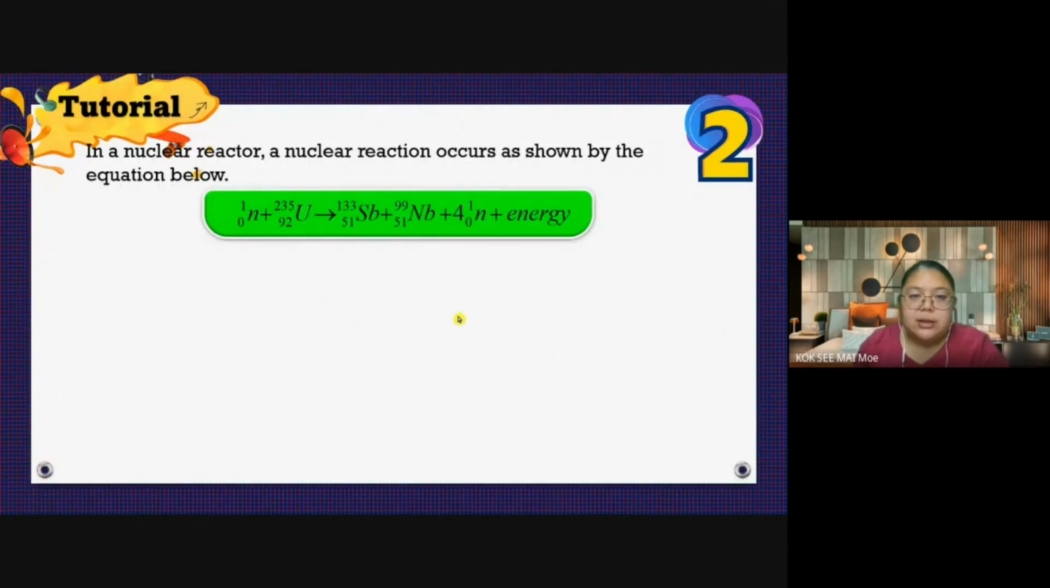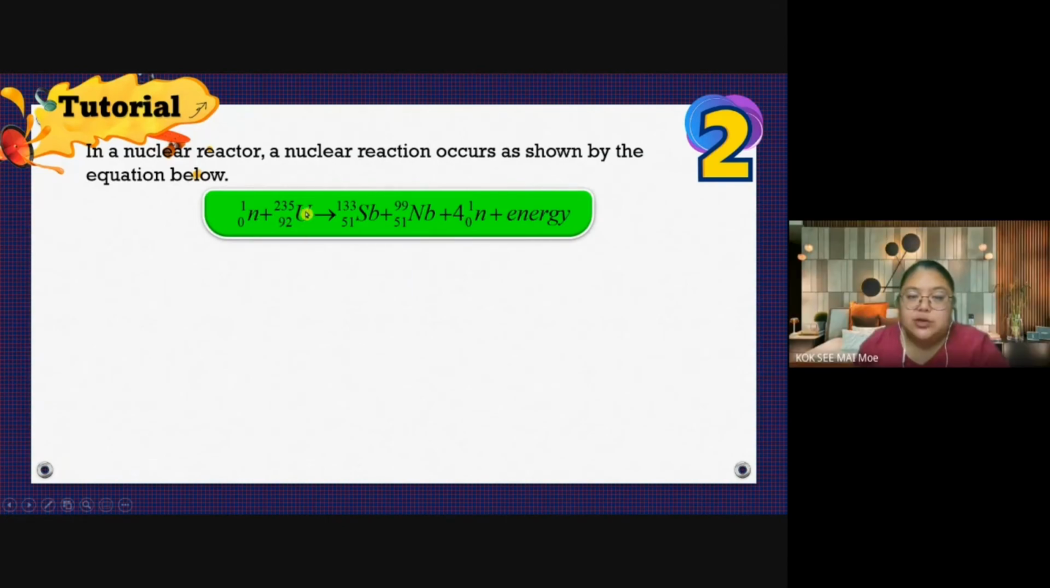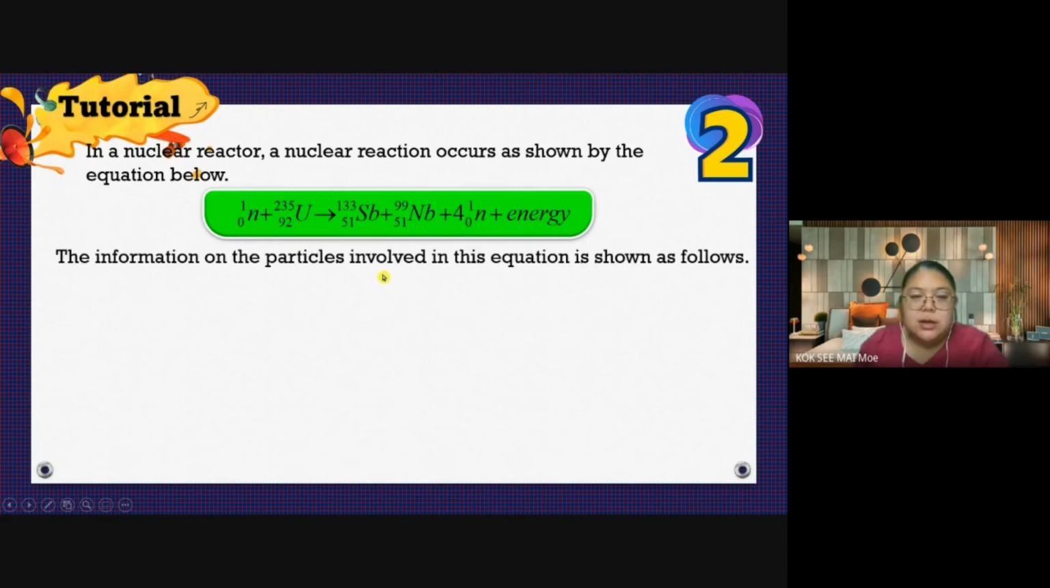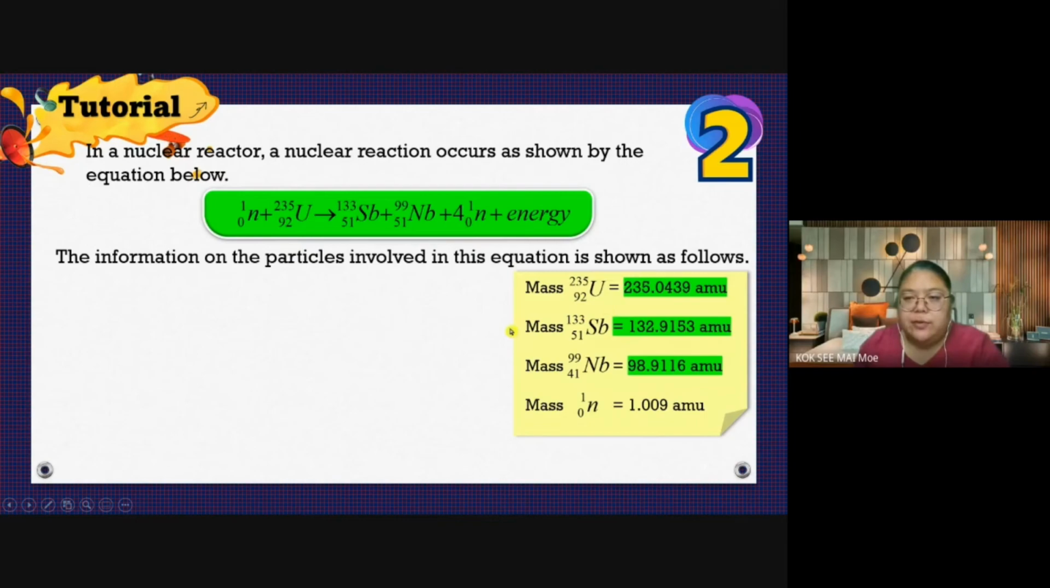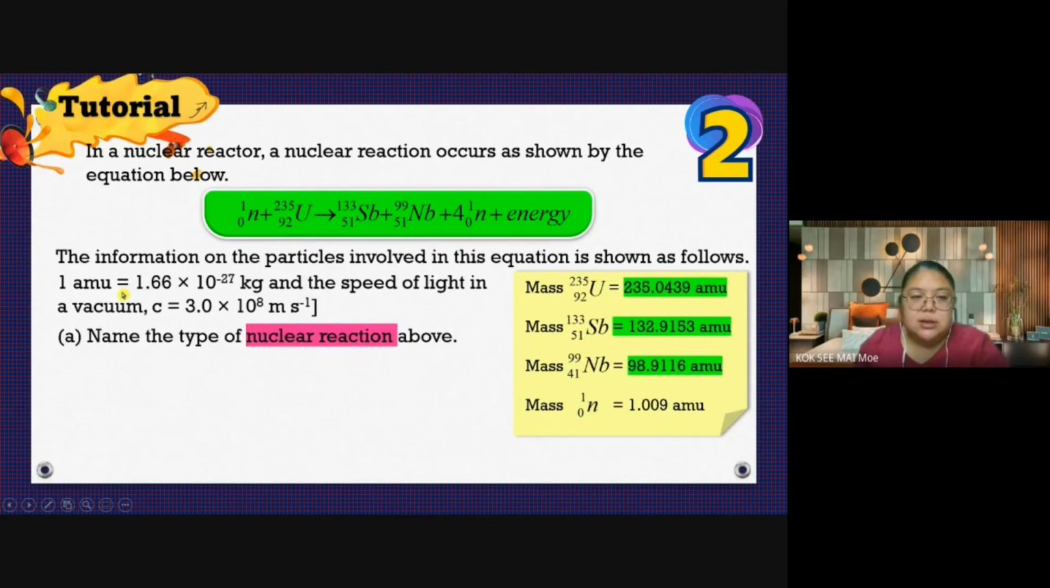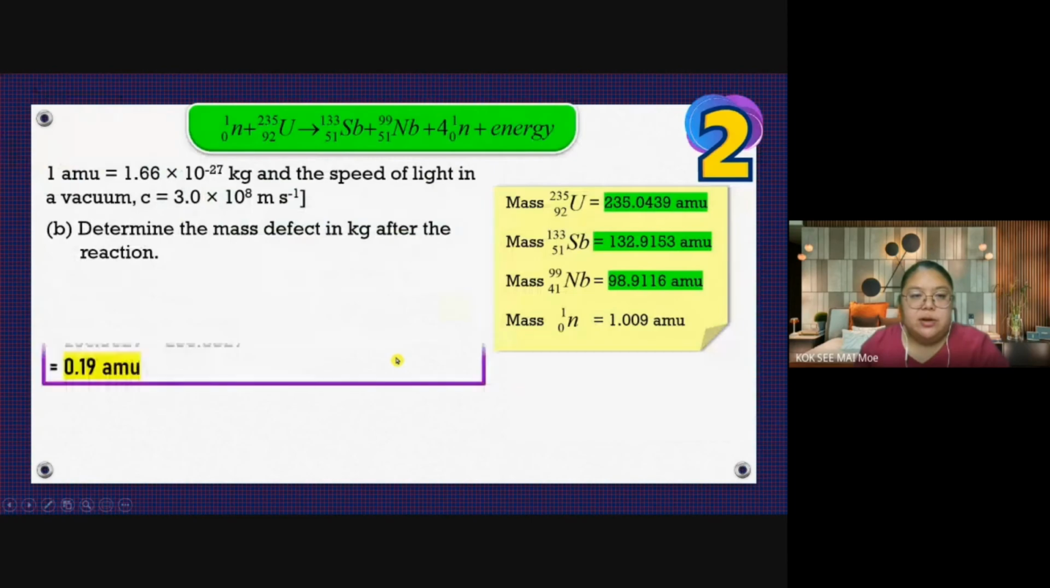Now the reactor. Is this fission or fusion? Fission, because you see the uranium, the biggest one, then it splits into smaller ones. This one is the information that gives you all the masses in AMU, and the speed of light. Name the nuclear reaction: it is fission.